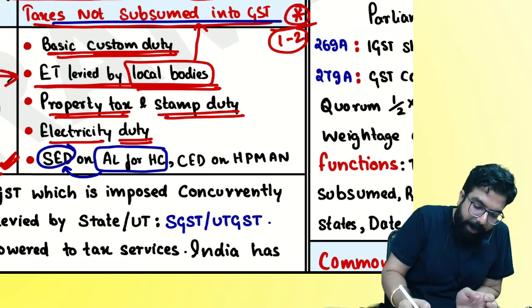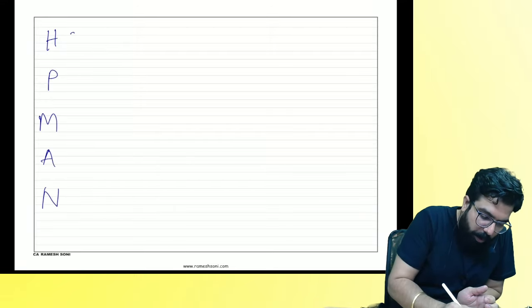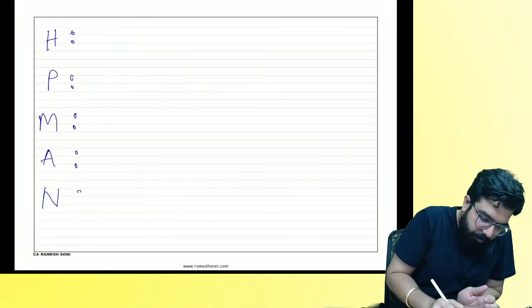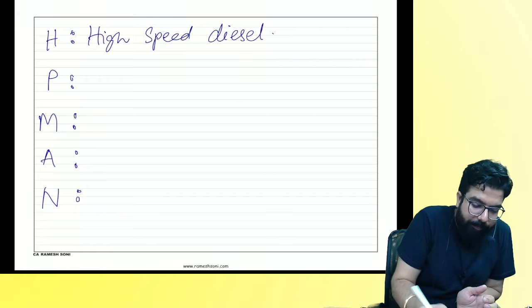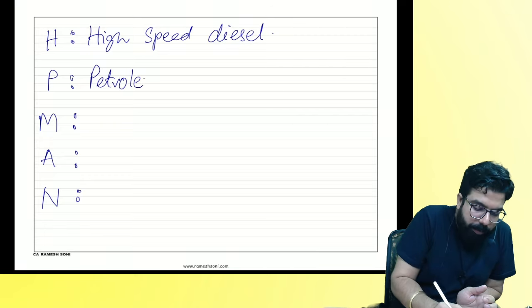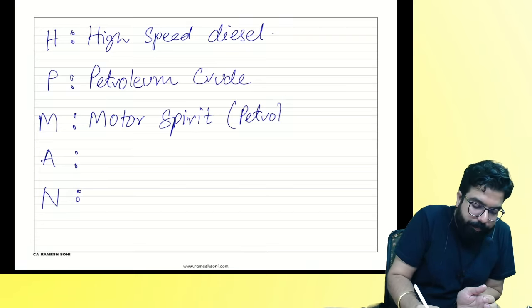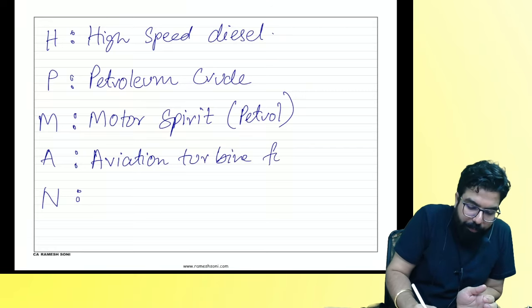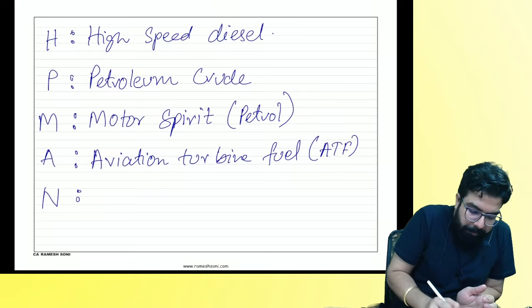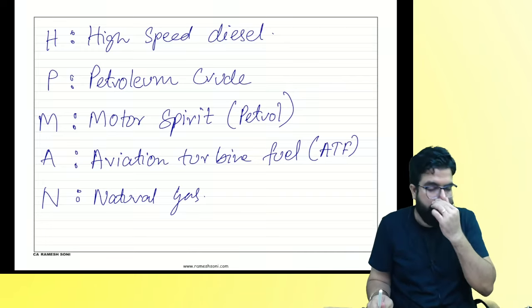Now, there is something called HP man. I'll tell you the meaning of HP man first. H for high speed diesel. P for petroleum crude, crude petroleum. M for motor spirit, which means petrol. A for aviation turbine fuel. This is known as ATF. And N for natural gas. Write down first.